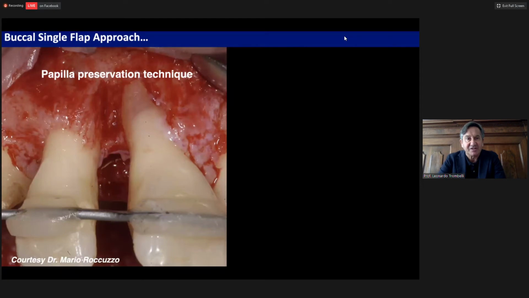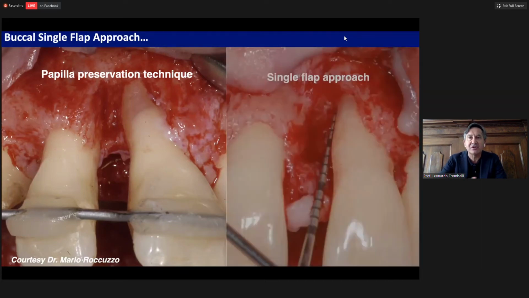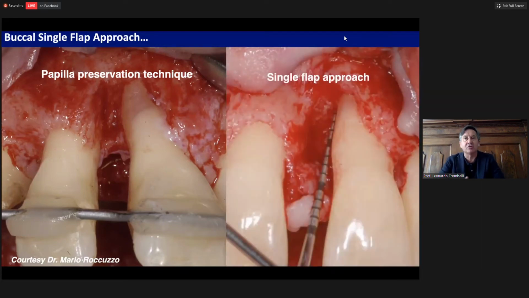What is the difference? The difference is nothing in terms of clinical and surgical viewpoint. Here is a very nice case that was given to me by Mario Rocuzio. He approached this lesion on this central incisor by the Takei papilla preservation technique. And here you see in comparison a single case of single flap approach that we have published.